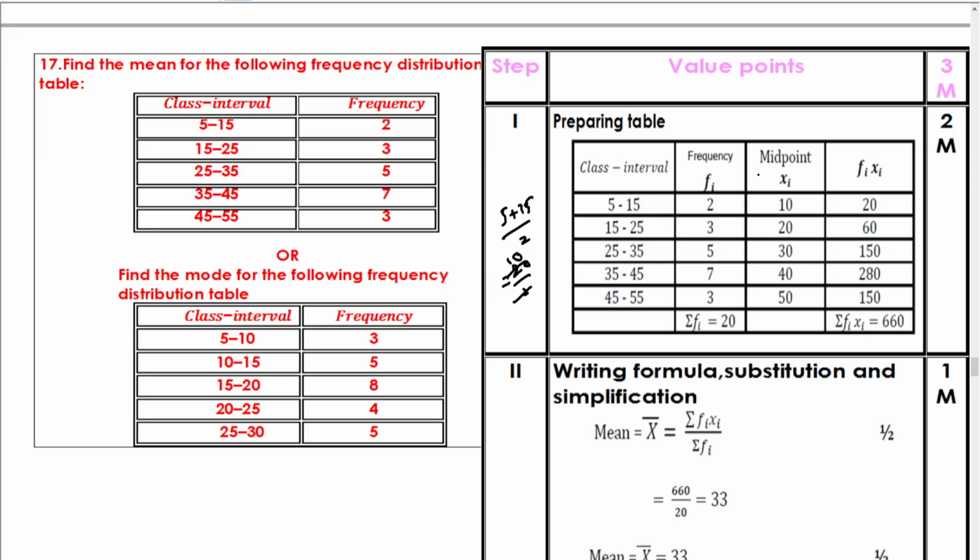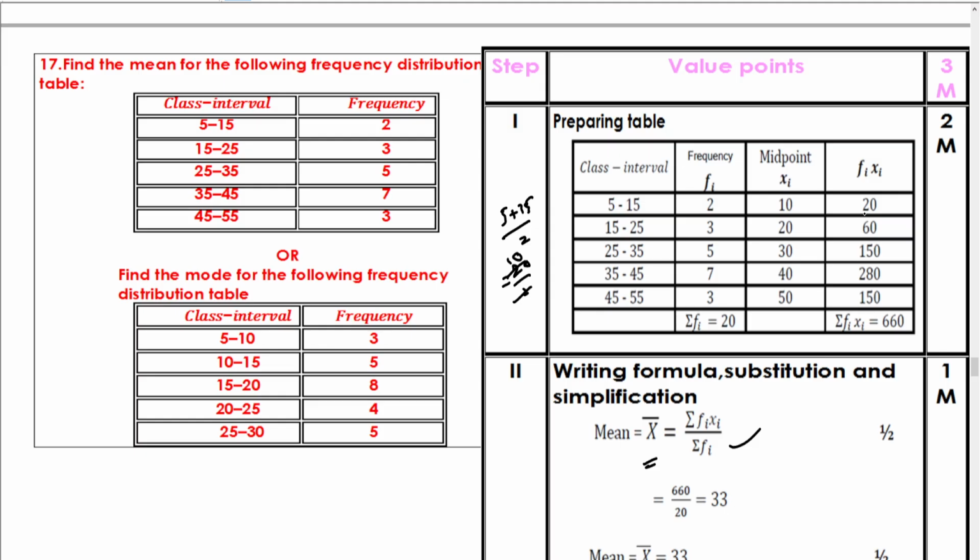Now take the product of Fi Xi, because the formula to get the mean by the direct method is sigma Fi Xi divided by sigma Fi. You can take the product. 2 into 10 is 20. 3 into 20 is 60. 5 into 30 is 150. 7 into 40 is 280. 3 into 50 is 150.